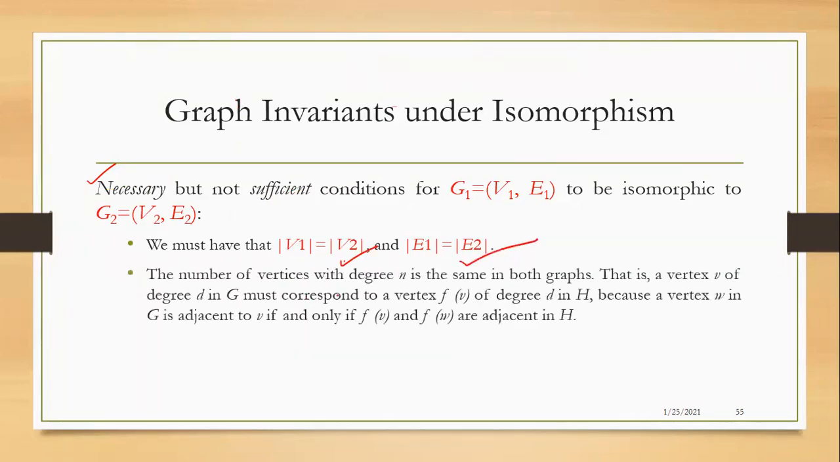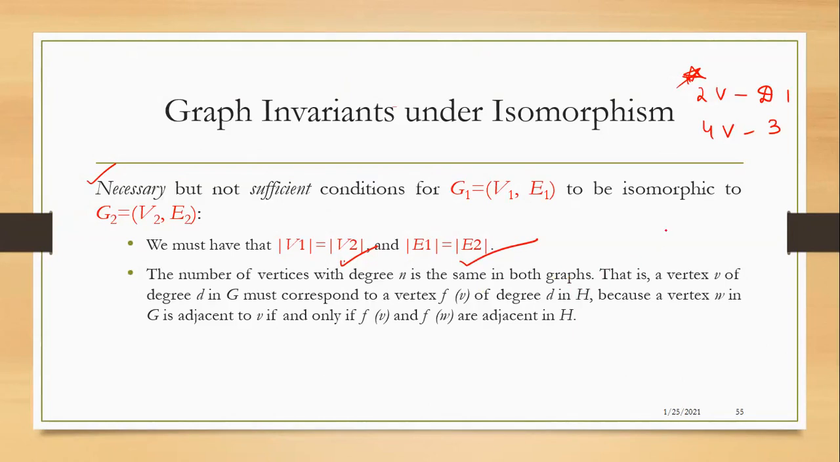Then the number of vertices with degree n is the same in both graphs. Suppose in your graph you have two vertices with degree 1 and four vertices with degree 3, then this should be the same in both graphs. So the number of vertices of each degree should be the same in both graphs. That is, a vertex v of degree d in G must correspond to a vertex f(v) of degree d in H, because a vertex w in G is adjacent to v if and only if f(v) and f(w) are adjacent in H.